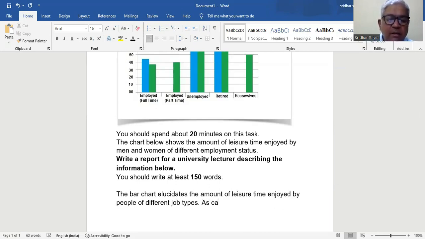As can be seen from the chart, that unemployed and retired enjoyed greater number of free time in a typical week.